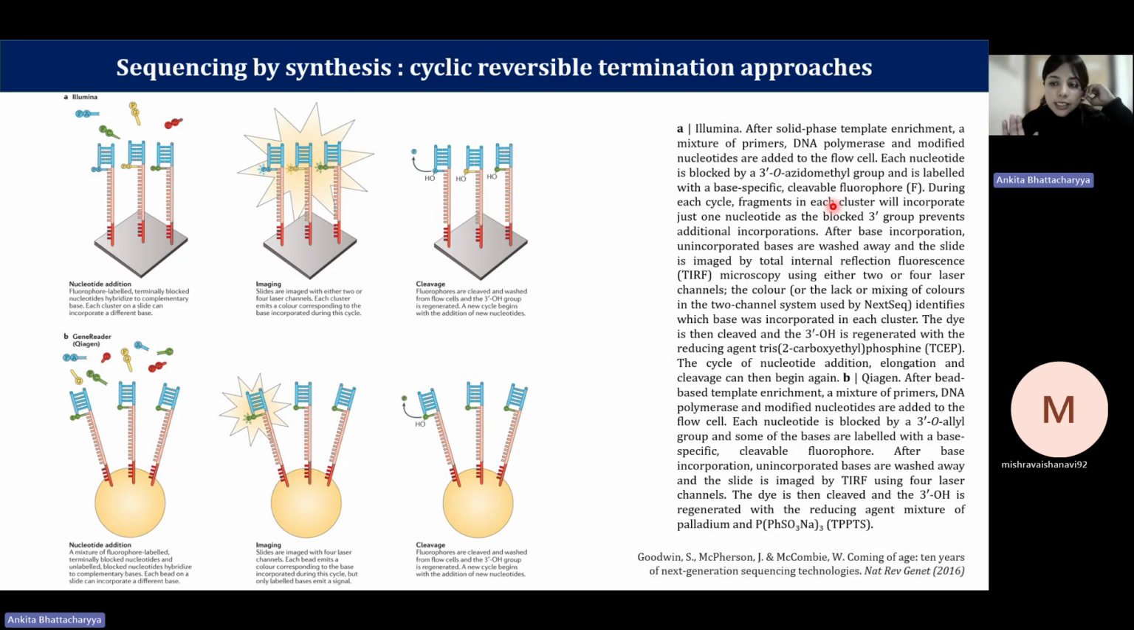Basically, it will be imaged. Let's keep it to that. And that will give you information about which base was incorporated. Then the fluorophore dye is cleaved. 3' OH can also be regenerated using this reagent called TCEP, which is tris 2-carboxyethyl phosphine. And this cycle keeps on going, repeating multiple times as long as the sequencing is proceeding.